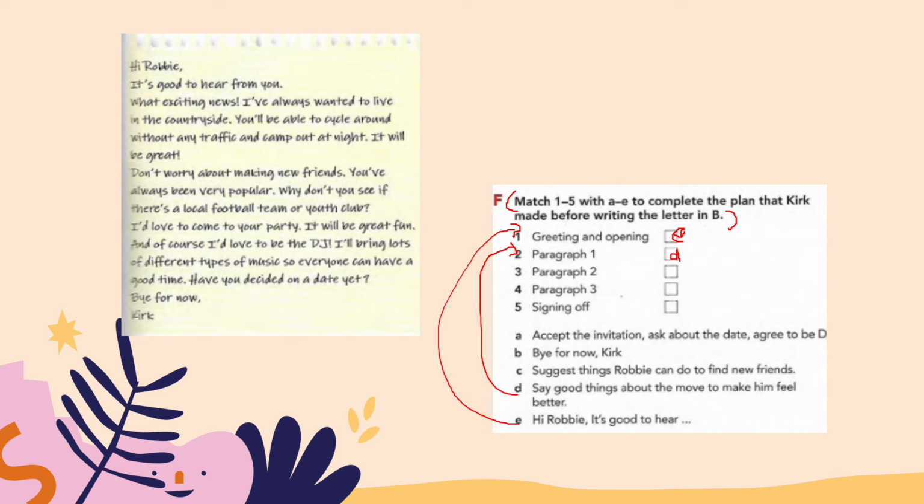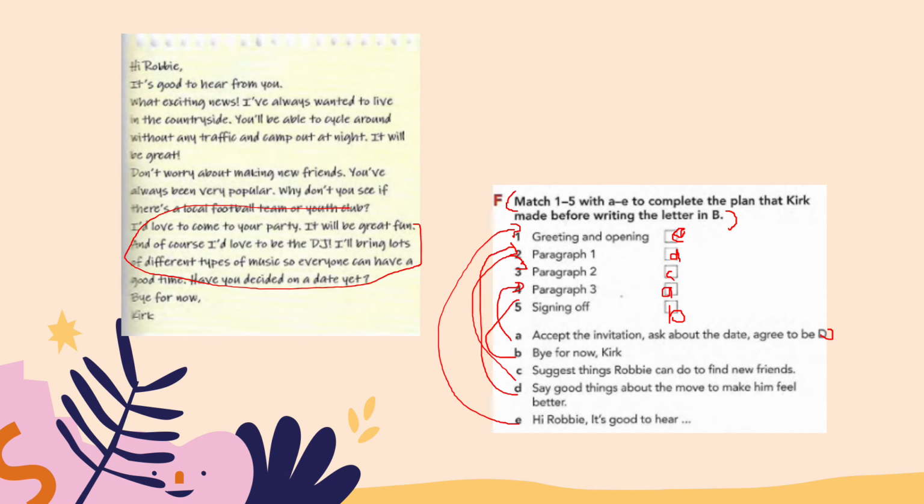And then number 3, paragraph 2. Now it comes to making new friends. So here will be C. How about paragraph 3 here? Accept the invitation about the date and agree to be the DJ. So A would be for paragraph 3. And then signing off will be bye for now, Kirk, is B. So that will be all for the mix and matching.